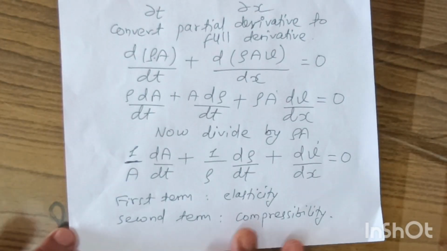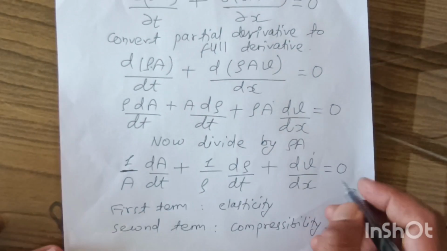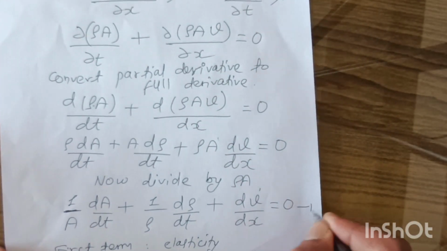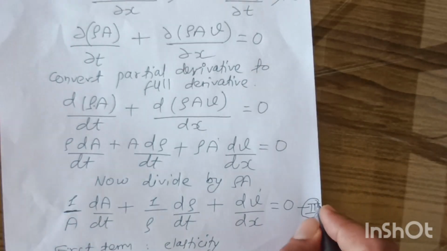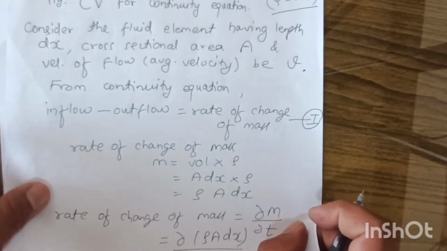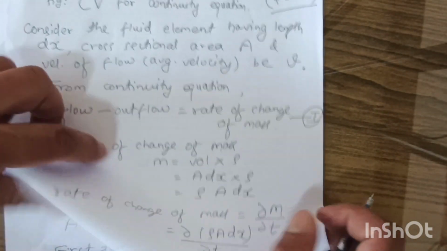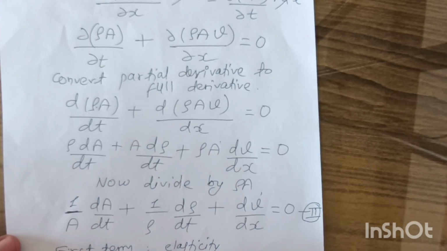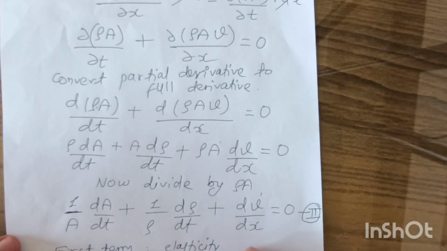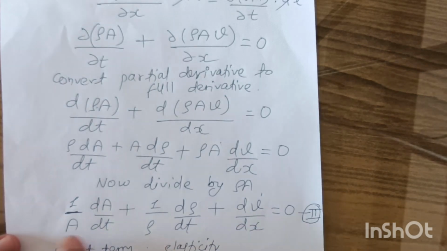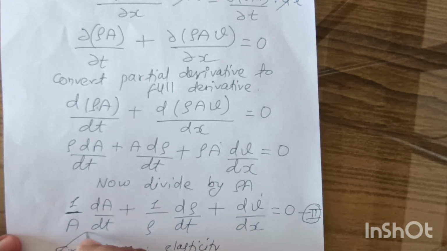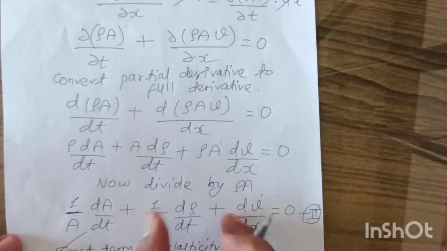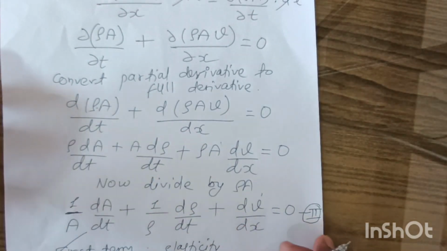Okay, so now we have this as equation number 2, because equation number 1 is the continuity equation, inflow minus outflow equals rate of change of mass. In equation number 2, 1 by A dA by dt is the elasticity, 1 by rho d rho by dt is the compressibility, and dV by dx is the change in velocity with respect to distance. So let's get the first term and second term, and substitute in equation number 2 to get the final expression.